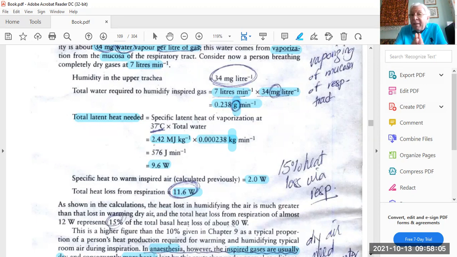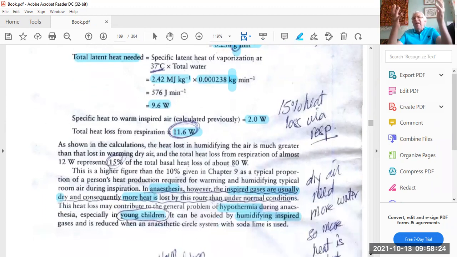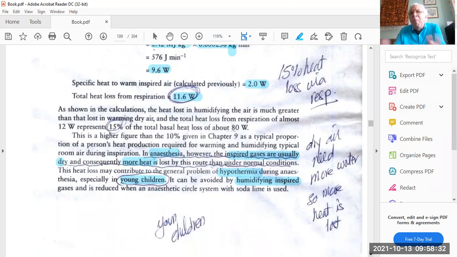of heat, so that we have the 2 watts to increase the temperature of the air, plus around 10 watts to humidify these gases. You see, this figure is much more than what happens in anesthesia, because anesthetic gases are more dry. The importance of using this humidification process is that it will affect the temperature of the human being, especially in young children, causing hypothermia. This is why we must use humidifiers with anesthetic apparatus.